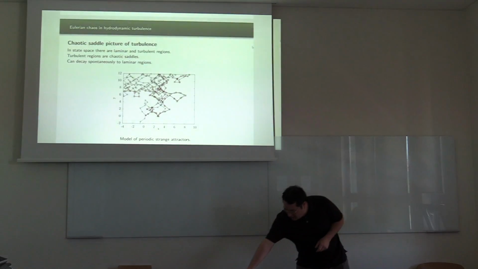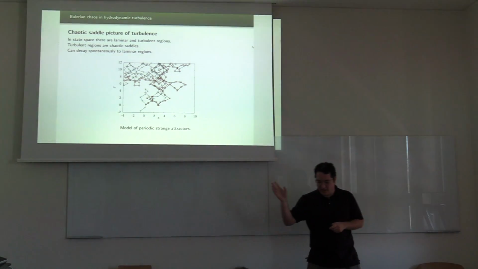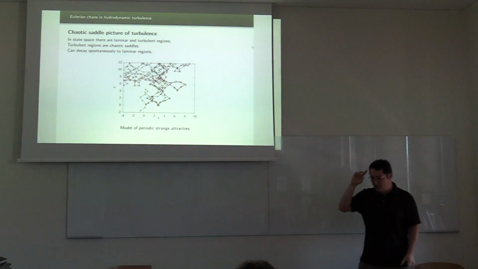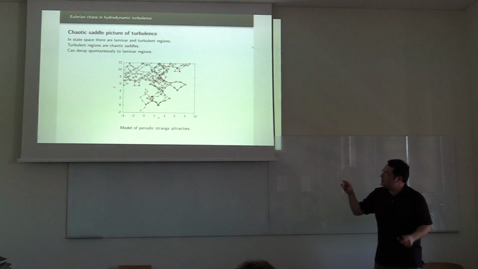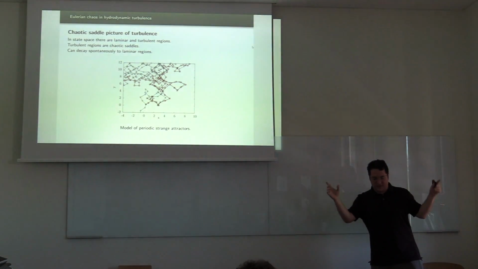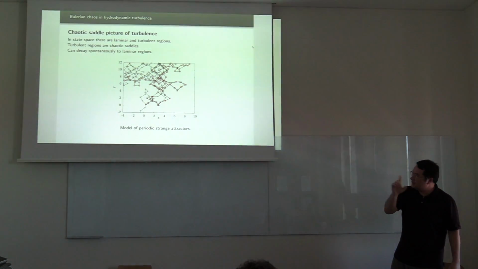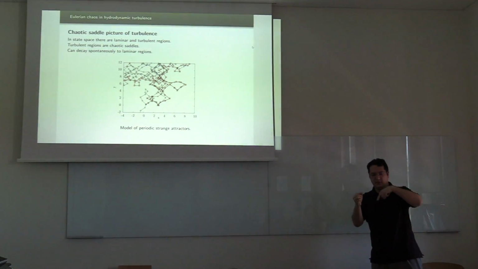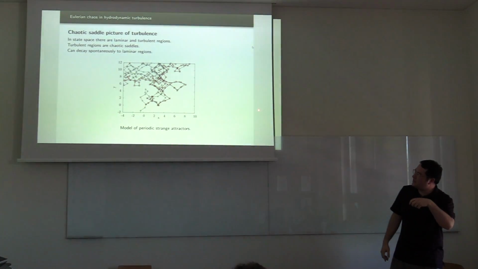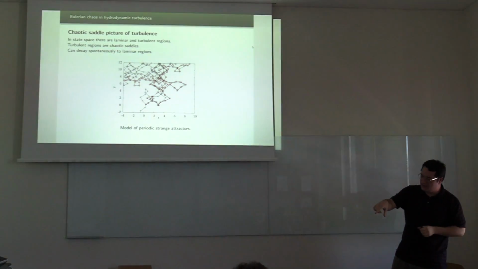Okay, so if we're going to look at turbulence in an Eulerian sense, we'll have to have a mental picture of what's happening to the turbulence. So we can have a chaotic saddle picture. What happens is that the state space of the Navier-Stokes equation is dominated by these turbulent chaotic saddles. But there are also these laminar stable regions. And so the turbulence bounces between these chaotic saddles, and then it can spontaneously relaminarize if it reaches one of these laminar regions.